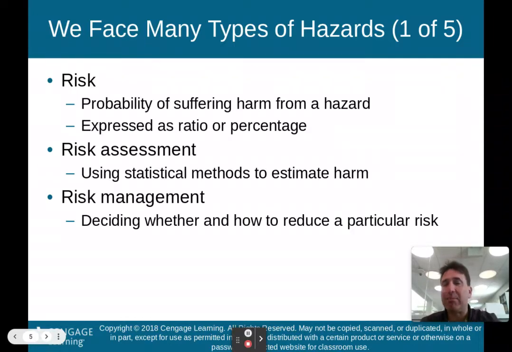And then what is risk management? That's deciding whether and how to reduce a particular risk, basically managing that risk. How are you going to manage it? There are jobs out there in this field, especially in the insurance field. So that's something you may think about as you go off into the college world and into whatever career you're going to do. Insurance industries do this risk assessment and risk management a lot.